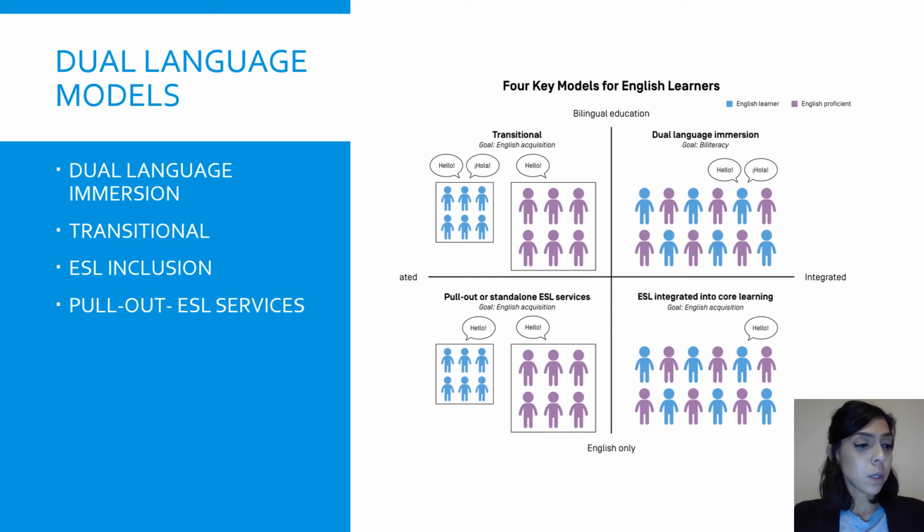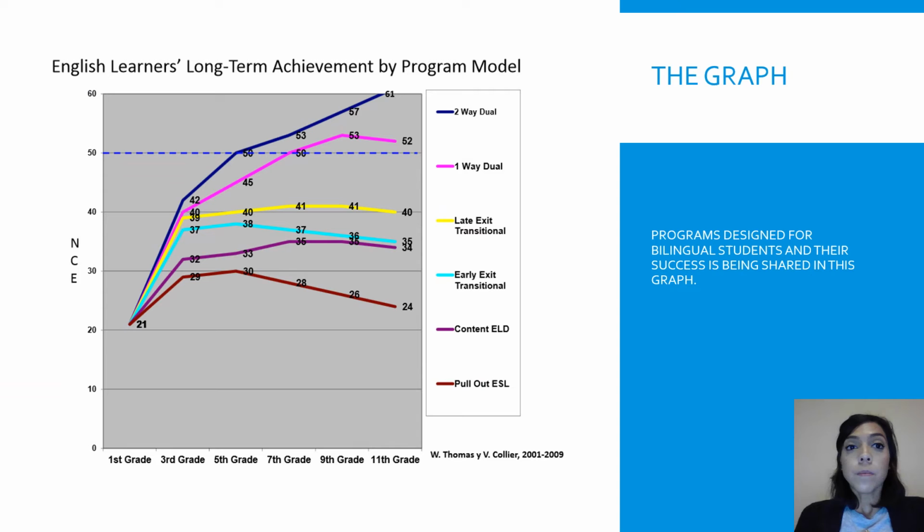Thomas and Collier also mentioned that there are some non-negotiable components of dual language education. So, separating the two languages for instruction, and at least 50% of the instructional time must be taught in the non-English partner language. So we do want to have 50 and 50. We do want to keep both languages equal in our classrooms.